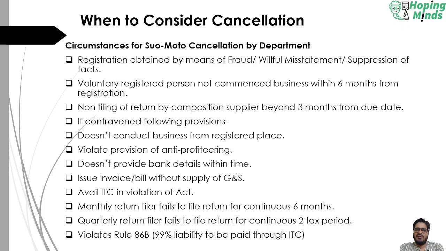Then comes violation of Rule 86B, that is, 99% liability to be paid through input tax credit. This rule specifies that if the GST liability for a particular month is in excess of rupees 50 lakhs, then 1% of such GST must be paid in cash, that is, without utilizing input tax credit. So if this provision is violated, then also the GST registration can be cancelled by the department.